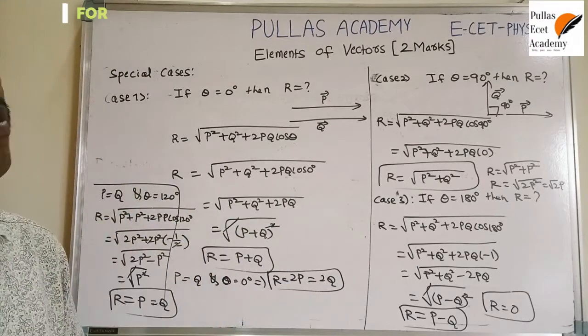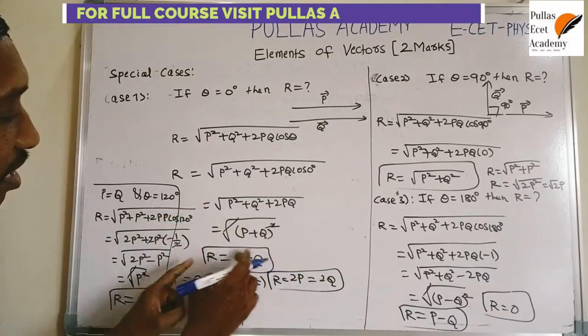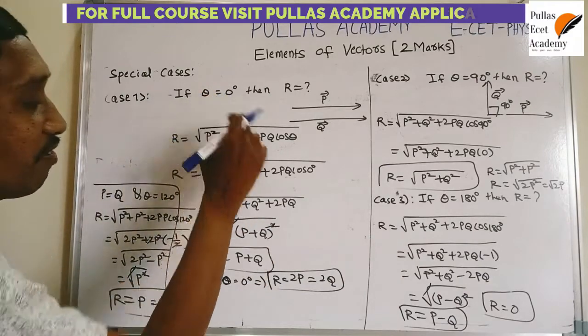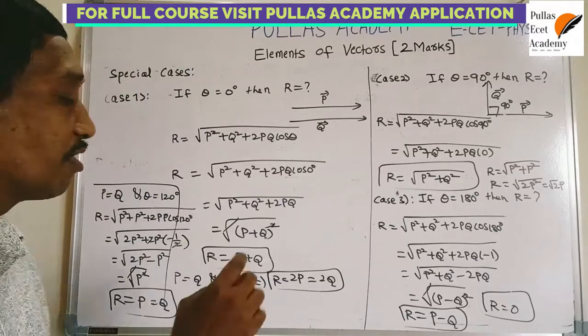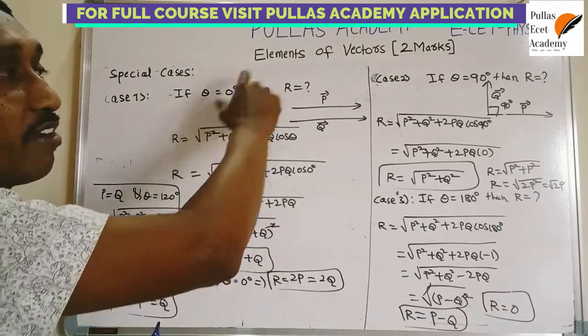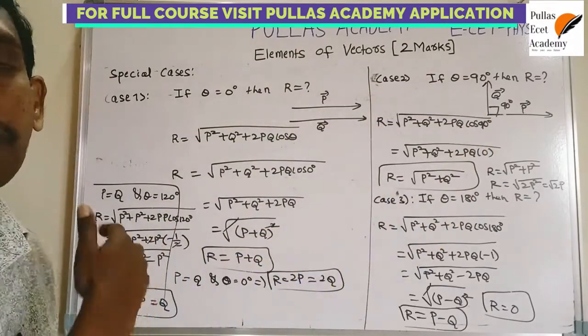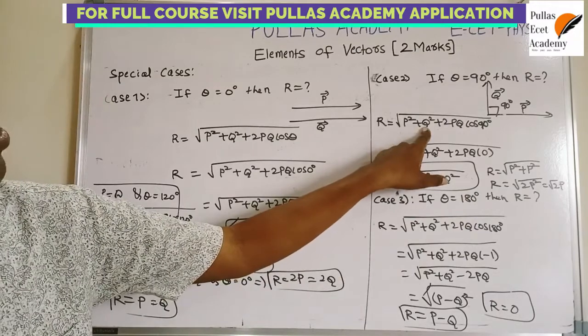90% of questions on the parallelogram law of vectors come from this. Sometimes the question gives this expression and asks what the angle is. Sometimes the angle is given and the expression is asked. Sometimes the values of P and Q are given, or the angle is 0 degree, 90 degree, 180 degree, 120 degree. So this is the most important formula.